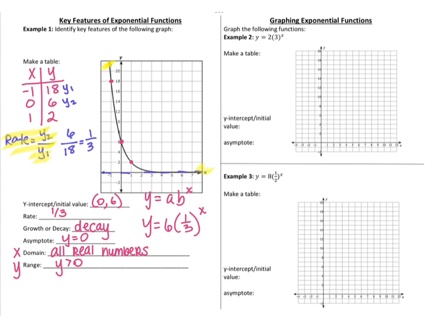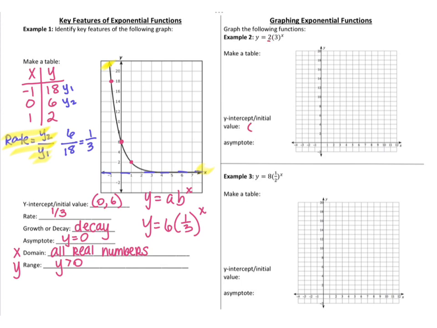Let's look at now these next two examples. So example number 2 gives us the equation y, or f of x, equals 2 times 3 to the power of x. So how do we start? Well, we need to graph. So we need to identify that a and that b value. The a is your y-intercept. And remember, it's the first number. So that first number that's listed there is 2.